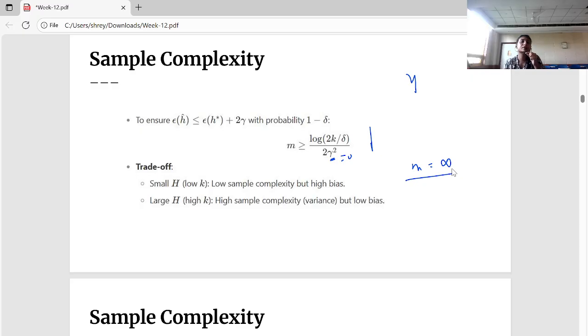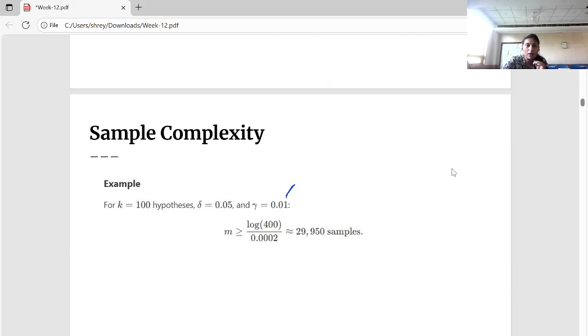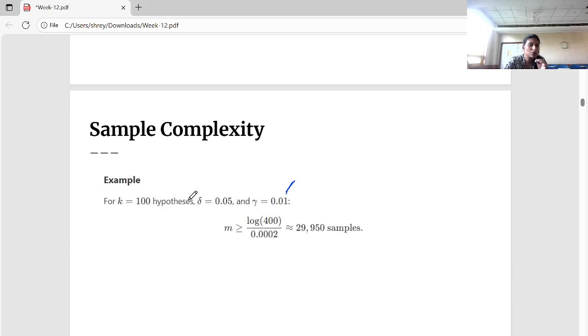So this number of samples is very important, and this is generally from a theoretical point of view. This will give you the minimum number of samples with all other parameters. So k, the number of hypotheses, should be known, the failure probability should be set, and the tolerance should be set. According to that, for example, they are saying for 0.05 failure probability, 0.01 tolerance and 100 hypotheses, you require at least 30,000 samples.